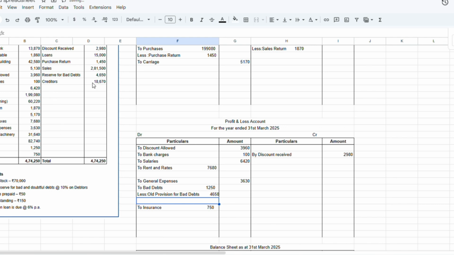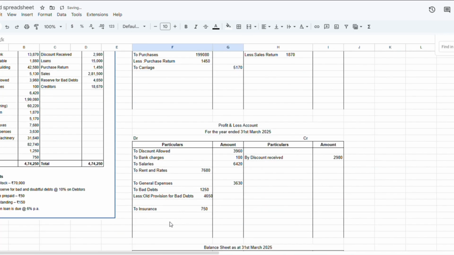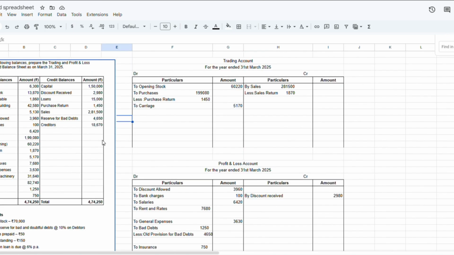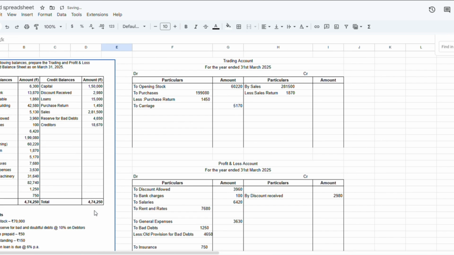Next we have creditors. Creditors is taken in balance sheet, liability side, 18,670. Now we have completed this. Let's go to the adjustment. Now adjustment entries we will record twice.